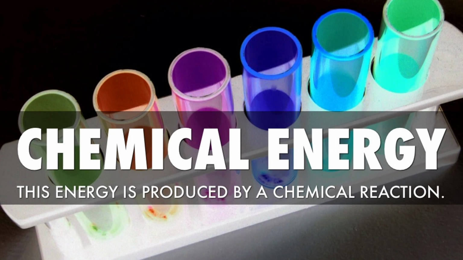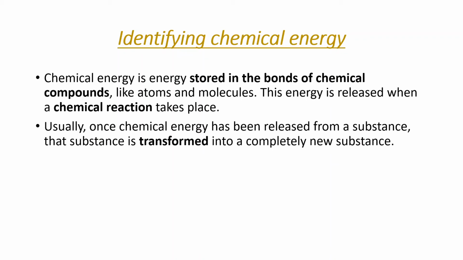Okay, so the next form of energy is chemical energy. It is the last type of energy we learn. This energy is produced by a chemical reaction. So, identify chemical energy. Chemical energy is energy stored in the bonds of chemical compounds like atoms and molecules. This energy is released when a chemical reaction takes place. Usually, once chemical energy has been released from a substance, that substance is transformed into a completely new substance.